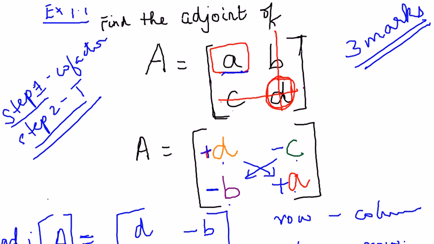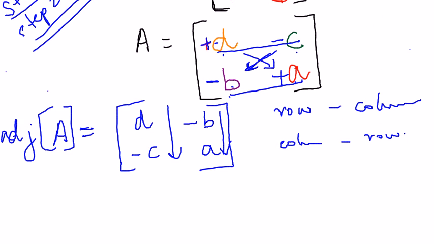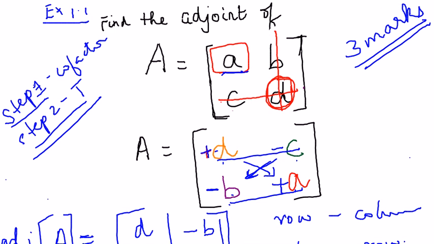And how do we put the signs? The diagonally opposite elements will have the same sign. So plus D and A will have the same positive sign, and minus C and minus B, that is C and B, will have the same negative sign. And then you take a transpose of this, that is a row becomes column and the column becomes the row. D minus C, which is a row here, becomes a column here. Minus B A, which is a row here, becomes a column here. And voila, you have the answer. So it's a very easy 3 mark sum, so don't miss out on this.